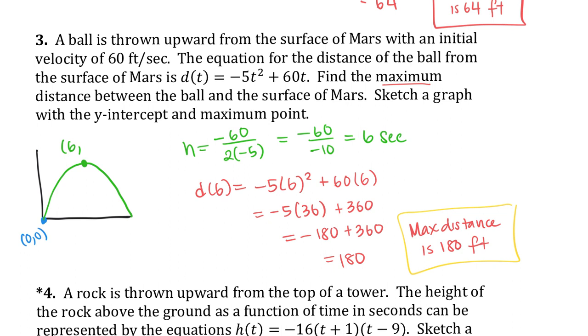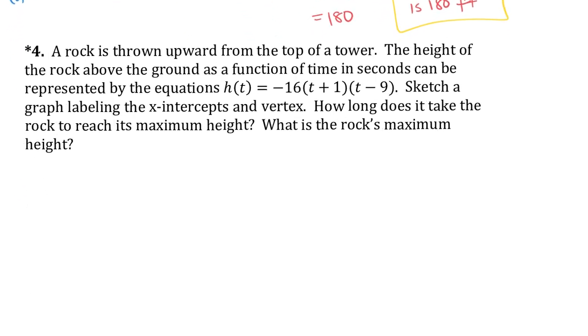Okay, and then let me label my ordered pair and let me double check that I did everything. Okay, find the maximum distance. Got it. Sketch a graph. Got it. Y-intercept. Yes. Maximum point. Yes. Let's do the last one. And if you're ahead, that's okay.